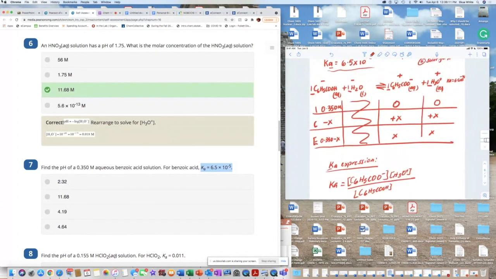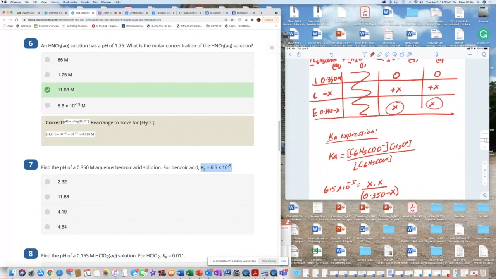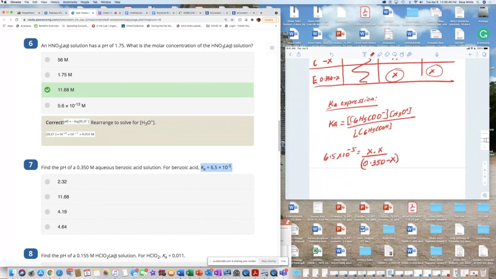We have the actual Ka value, 6.5 times 10 to the negative 5, equal to the top numbers. These are the equilibrium numbers in terms of x: x times x divided by the bottom number, 0.350 minus x. That's in the bottom. Okay, let's see. I want to make sure I'm doing this correctly. Now we're trying to solve for x.